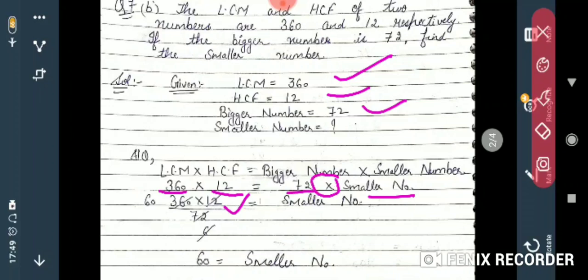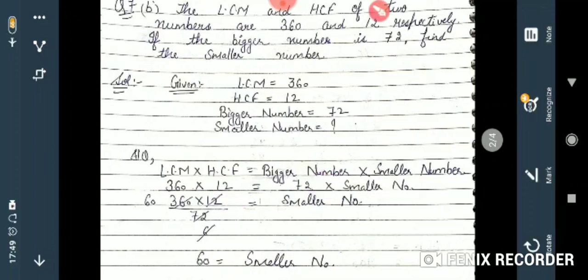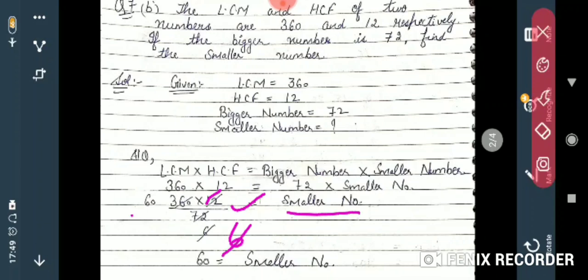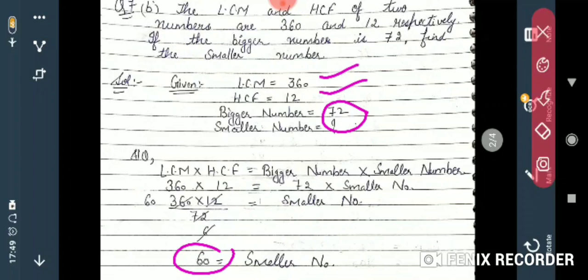72 is in the multiple. So when we shift this from the right hand side to the left hand side, multiply will change into divide. So this 72 will come in divide. So 360 multiply 12 upon 72. So 12 6s are 72 and 6 6s are 36 and 0. So what is the smaller number we got? 60. So the HCF and the LCM of 72 as well as 60 is 12 and 360. Understood? These were the two numbers whose LCM and HCF were given.